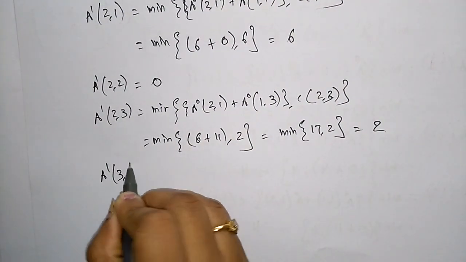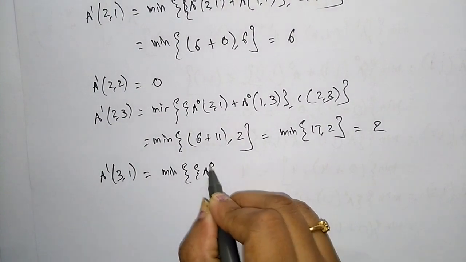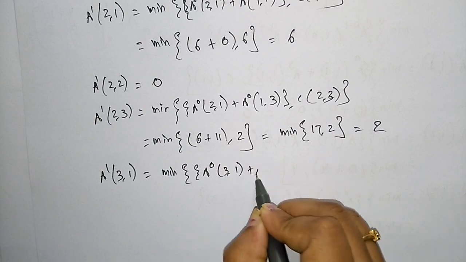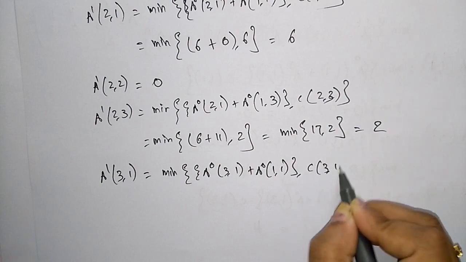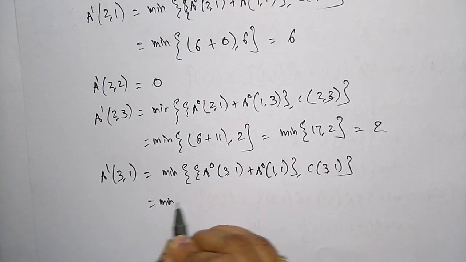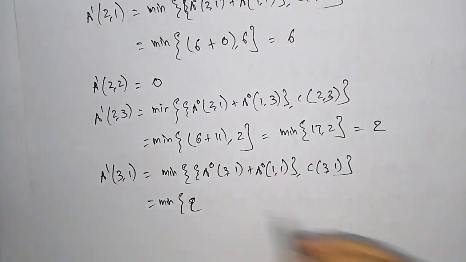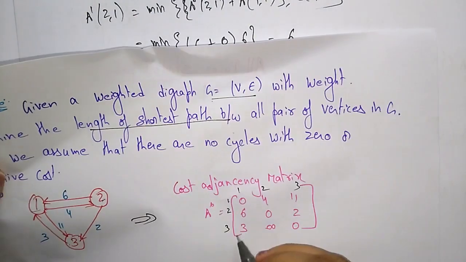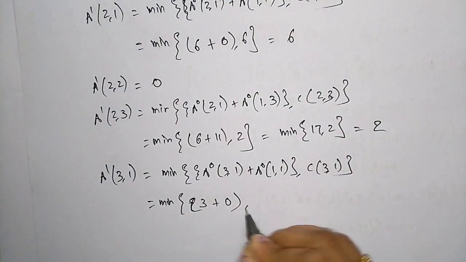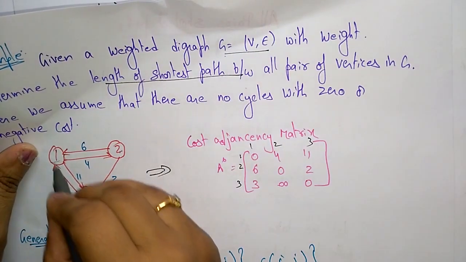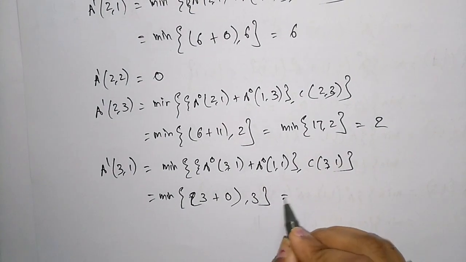Okay, now I have to find out the third row. A1 of 3 comma 1. Just apply the same formula: A0 of 3 comma 1 plus A0 of 1 comma 1, comma C of I comma J. Now write the minimum. A0 of 3 comma 1 is 3, plus A0 of 1 comma 1, which is always 0. C of 3 comma 1 is 3. So the minimum of 3 comma 3 is always 3.